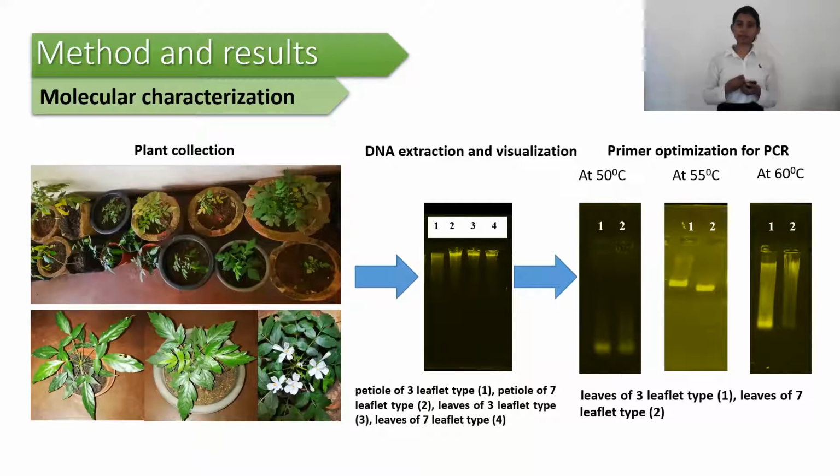The DNA extraction was done using the CTAB method. According to the results obtained, the leaf materials taken from each plant type gave better results compared to petiole samples. Therefore, they were selected as the suitable plant material for DNA extraction. Then the extracted DNA was used for primer optimization, and the best results could be obtained at 55 degrees Celsius. Therefore, it was selected as the suitable annealing temperature for the chosen primer trnH-psbA.